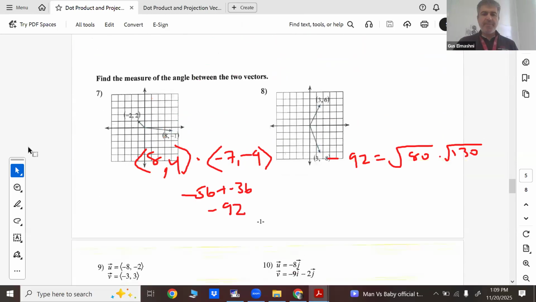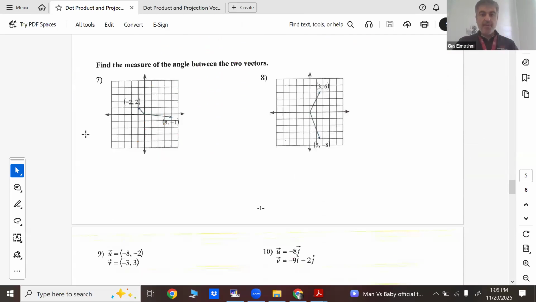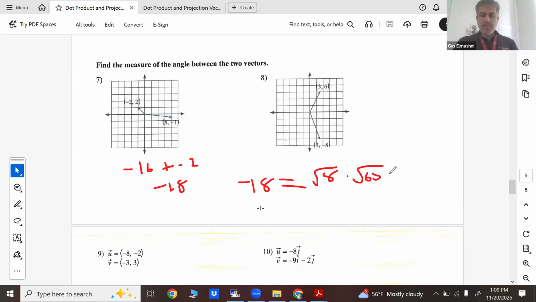Okay, let's do this one here. All right, so for here, yeah, if you want to find that angle, my apologies. That should be a dot product -16 plus -2, so you get -18. -18 equals the magnitudes, which is root 8 times root 65, I think, times cosine theta. So theta is the inverse cosine of all that junk, right?